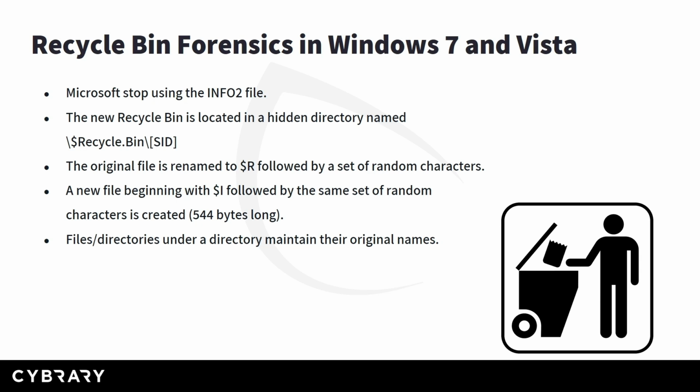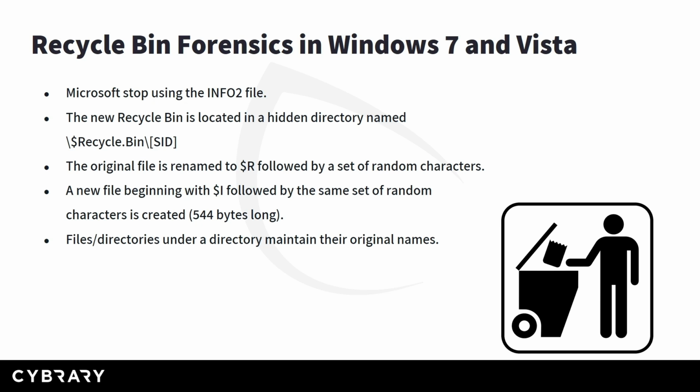At the same time, a new file beginning with $I, followed by the same set of random characters given to the $R file and the same extension, is created. This file contains the original file name and path, the original file size, and the date and time that the file was moved to the recycle bin. All of the $I files are exactly 544 bytes long.